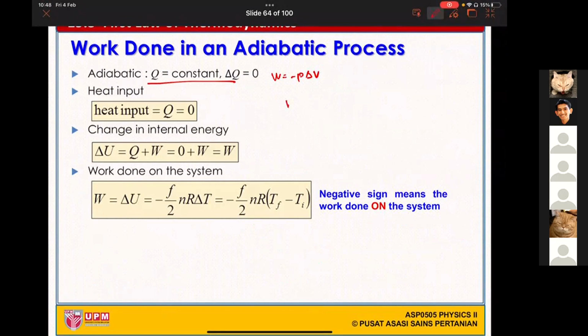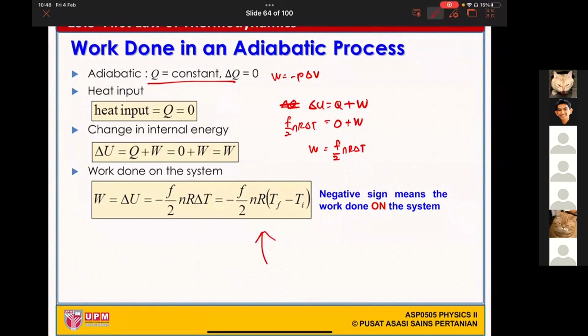So here we can calculate the work, since the change in U is equal to Q plus W, and since Q is equal to 0, and the change in U is equal to F divided by 2 nR the change in T. So we can write the work is equal to F divided by 2 nR the change in T. Alright, this is what we can use.